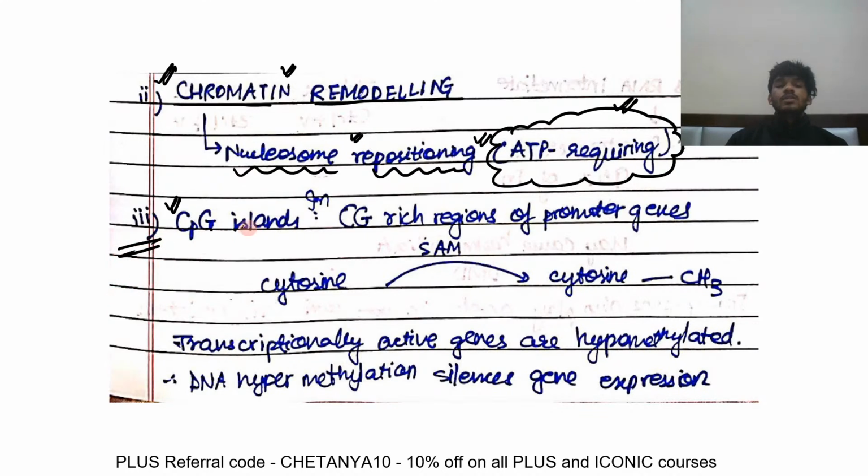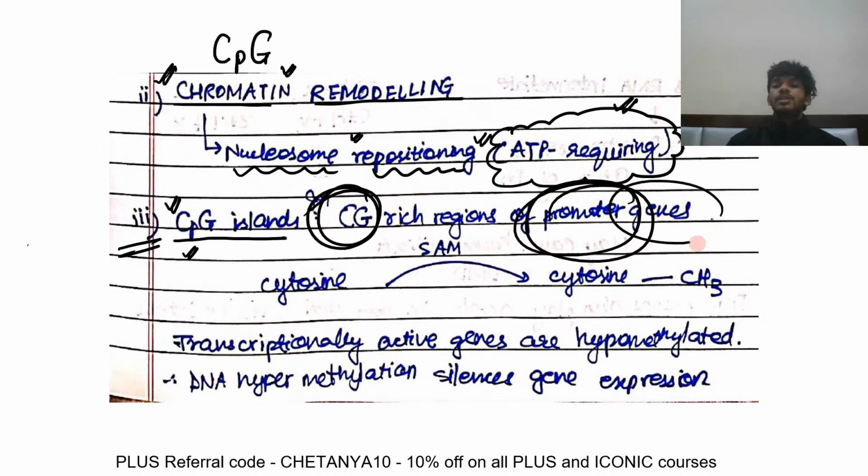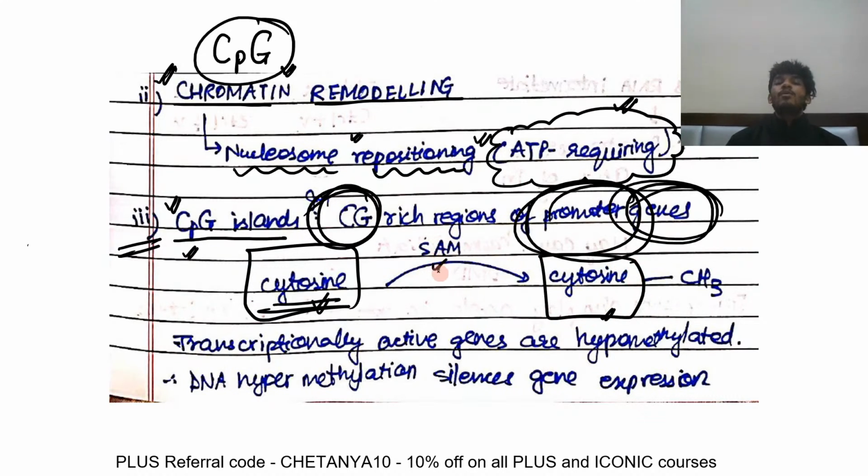The third thing that I am going to tell you is called CpG islands. Why is it called CpG islands? Because it is done in the CG rich regions of promoter genes. In the CG rich regions of promoter genes, there is methylation of cytosine. Cytosine is the site where methylation takes place with the help of SAM, that is S-adenosylmethionine. It is a methyl donor.